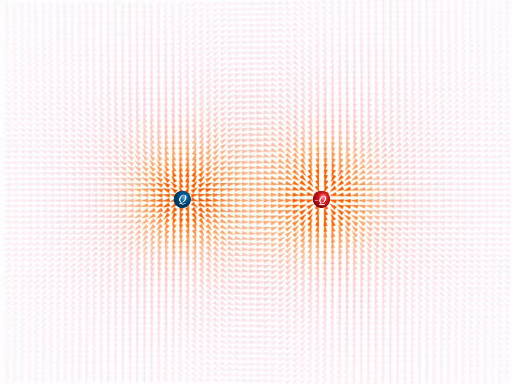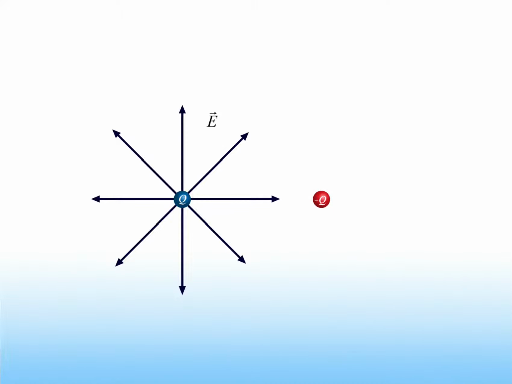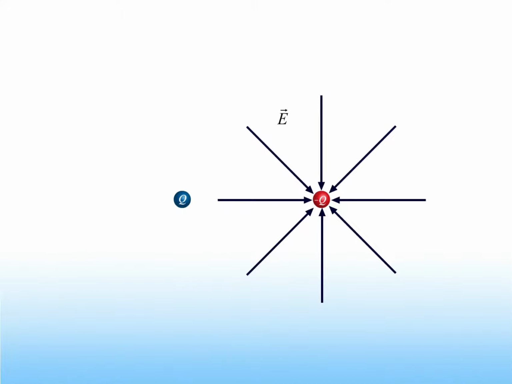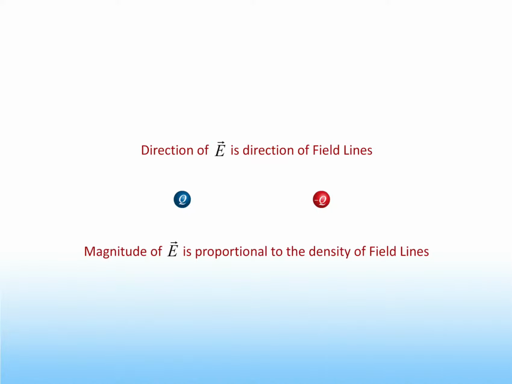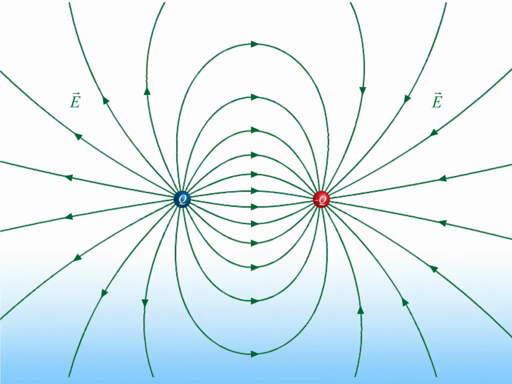How do we represent this field using electric field lines, though? We know field lines originate on positive charges and terminate on negative charges. The direction of the field at any point is given by the direction of the field line that passes through the point, and the magnitude of the field is proportional to the density of the field lines that pass through a surface perpendicular to the field direction at that point. When we follow this procedure, we obtain the curved field lines as shown.